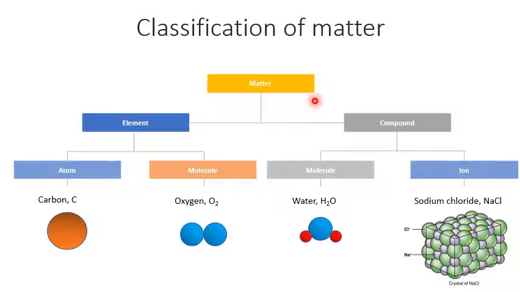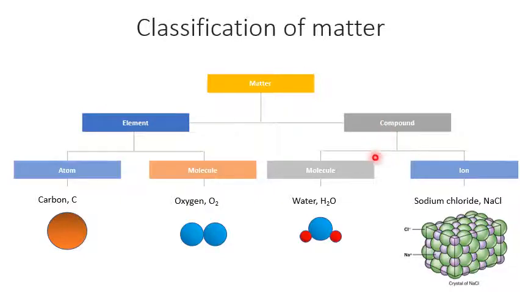Classification of matter. Matter can be classified into two, element and compound. An element consists of atom and molecule. An atom under element consists of one atom, for example carbon, only one atom of carbon. A molecule contains two or more of the same element, for example oxygen, O2, meaning there are two atoms of oxygen. A compound is a combination of two or more different elements.